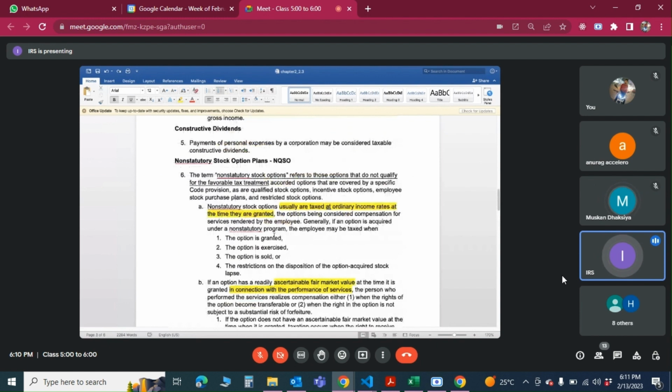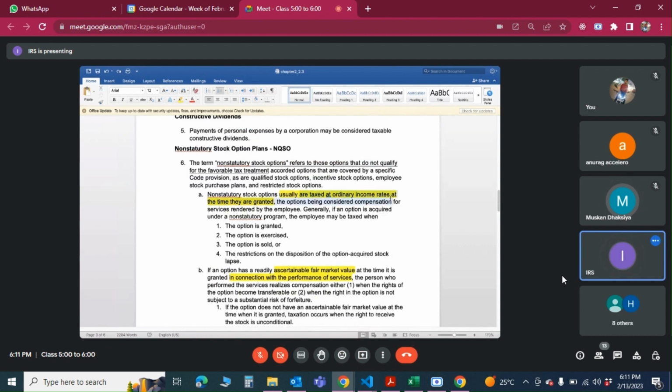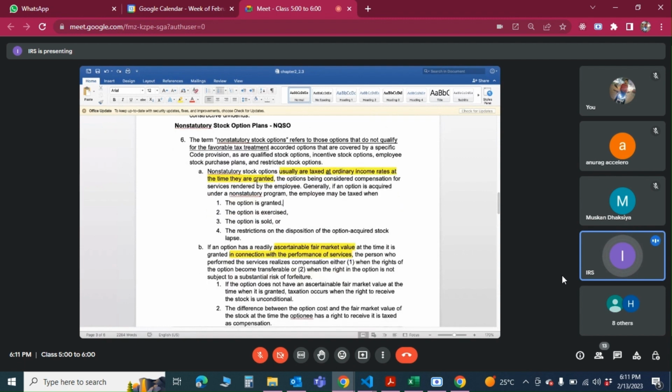Okay, so let's go over that. NQSOs, they say that they do not qualify for favorable tax treatment. They're usually taxed at ordinary income rate when they're granted, or actually when they are vested, or when they're exercised. Exercise is much more important than grant, but we will see the grant date also plays an important role.